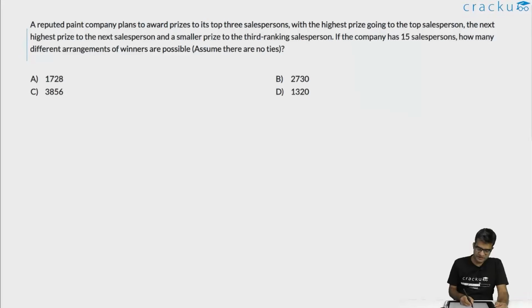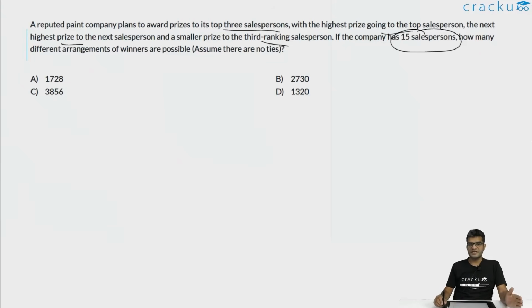In this question, we are told that there are 3 salesmen who have to be awarded out of a total of 15 salesmen. One person has to get the highest prize, another person has to get the second highest prize, and the third person will get the third highest prize. In how many ways can we select out of 15 salespersons?